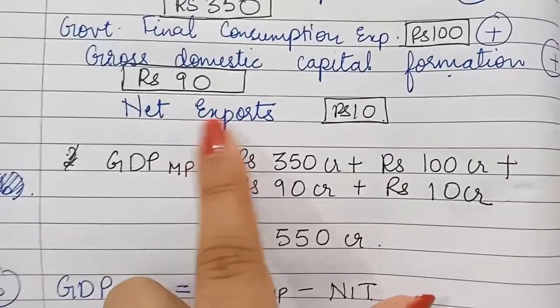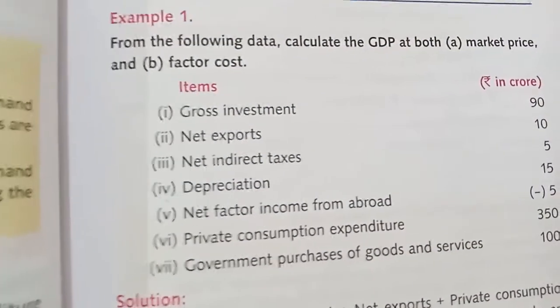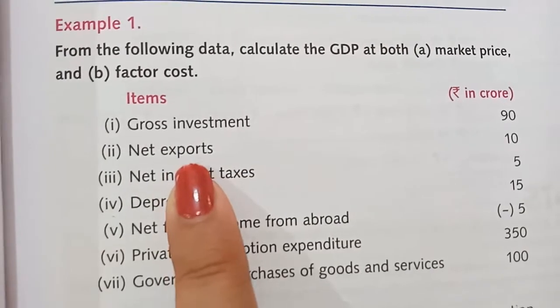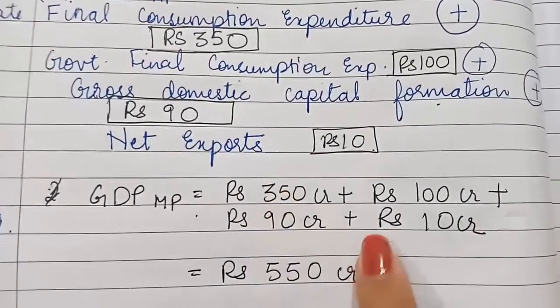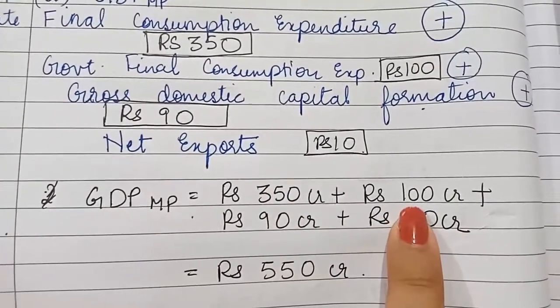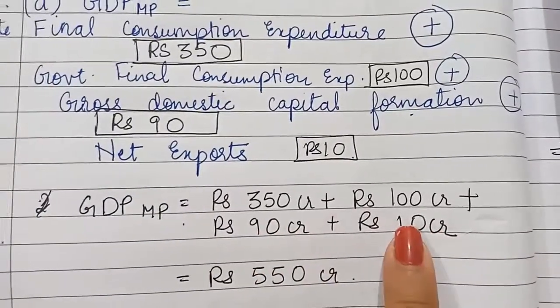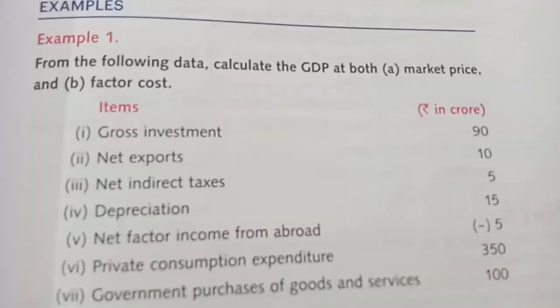The next we have to add is net exports. Over here either the import and export will be given and you have to subtract and find out, or directly the net export will be given. Here the net exports is rupees 10 crore. So add all the four amounts: rupees 350 plus rupees 100 will give you rupees 450 crore. 90 and 10 will give you 100. So 450 plus 100 will give you rupees 550 crore.